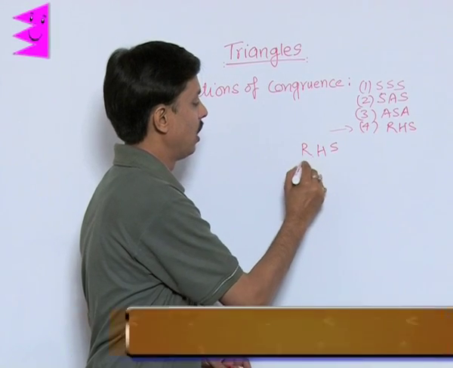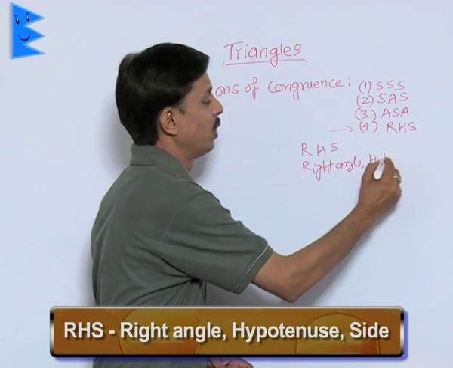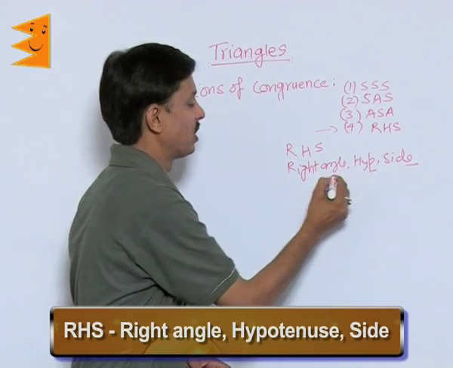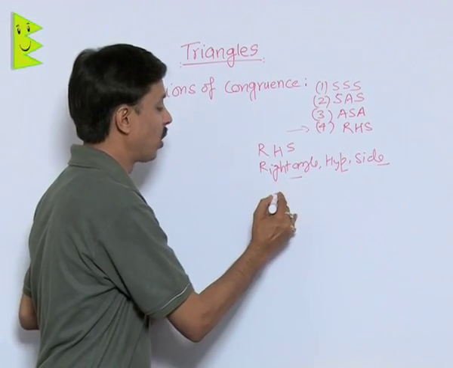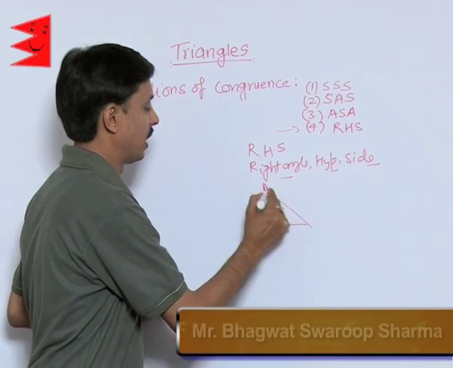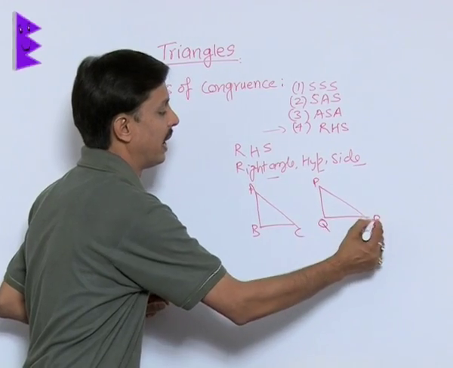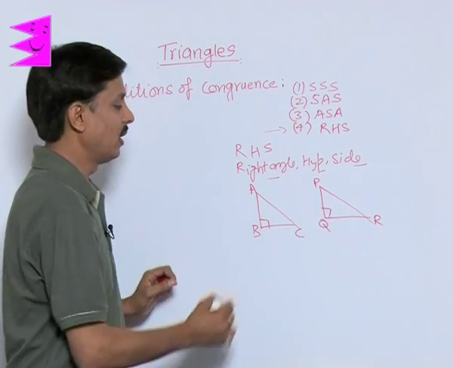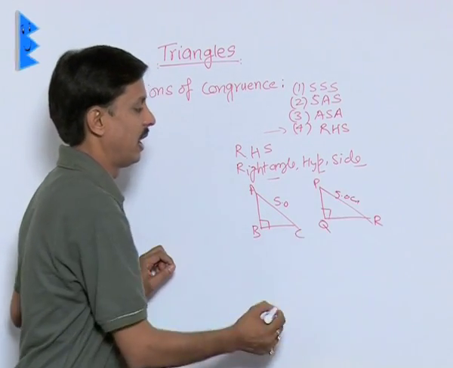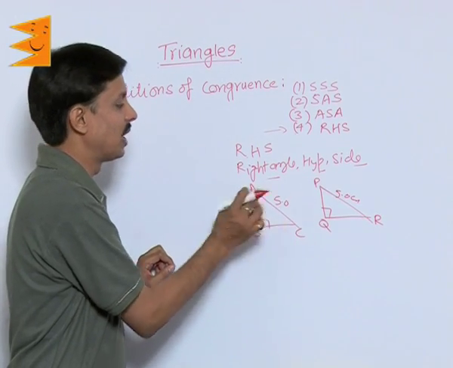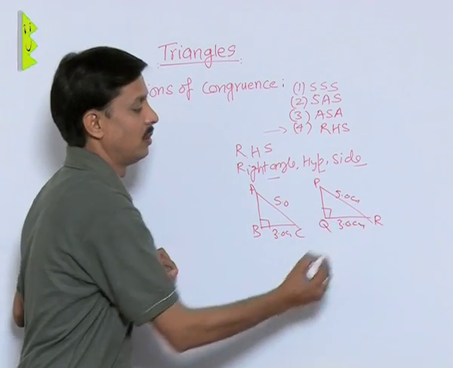Now the condition of congruency, that is RHS. RHS stands for right angle, hypotenuse and side. What does this stand for? Suppose I take two right triangles, one is the triangle ABC, another is the triangle PQR, and you find that both triangles are right angled, the hypotenuse in both cases is the same, and another side out of base and perpendicular is also equal. Suppose this is 3 centimeter, this is also 3 centimeter.